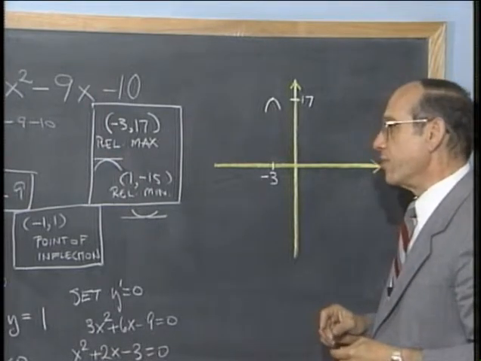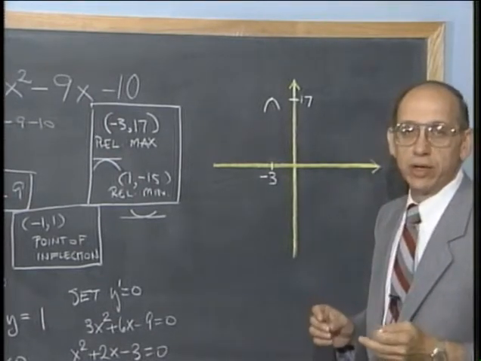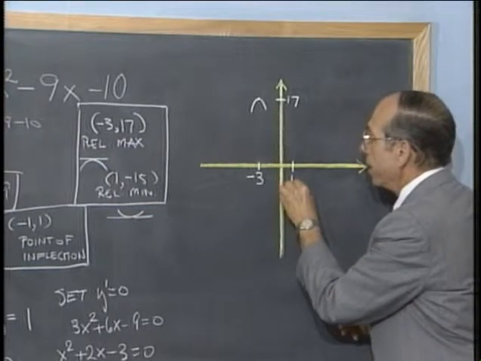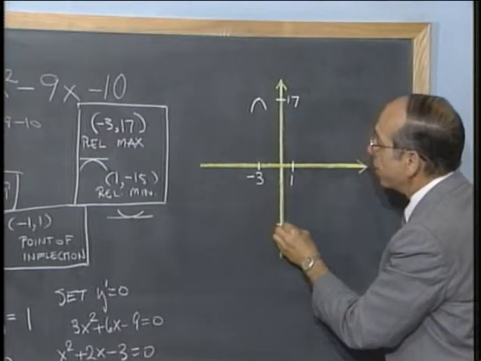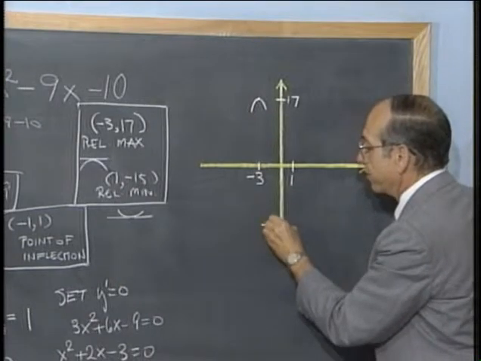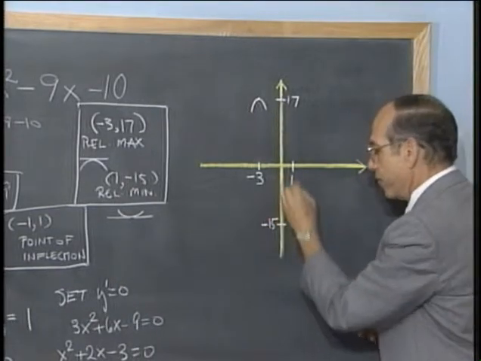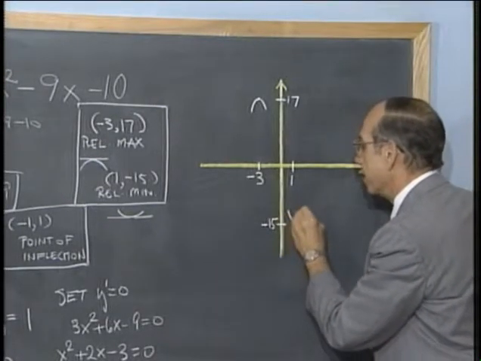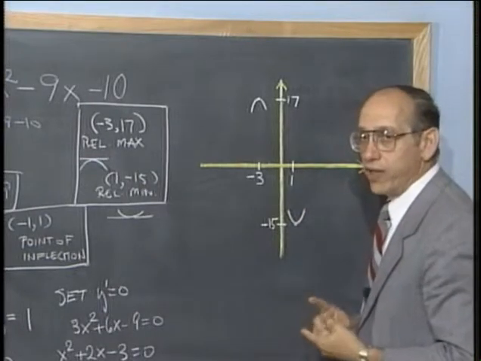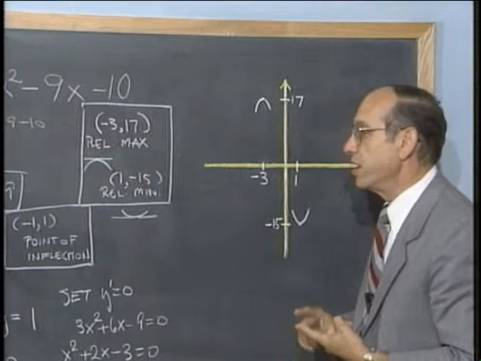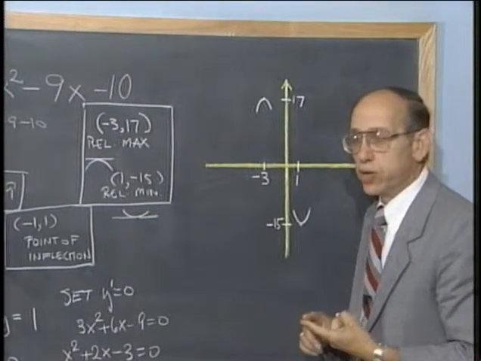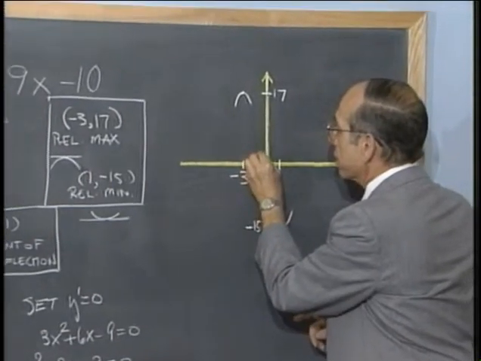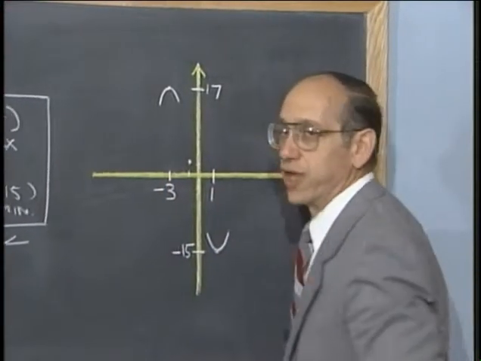If we move over to the relative minimum, that's at the point x equal 1, y equals minus 15. So x equals 1 would be about here, and minus 15 would be down here somewhere, not quite as far down as this one is up. And we've got a point down here, and here we've got a relative minimum, which means over here the curve has to look something like this. Finally, we have that point of inflection, the place where the curve changes concavity, and that's at x equal minus 1, y equal plus 1, which on this scale probably puts it about here. And that's the point of inflection.